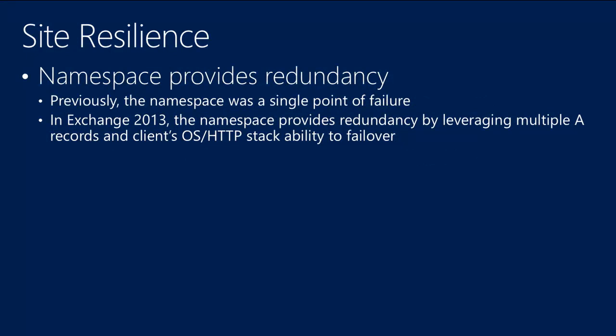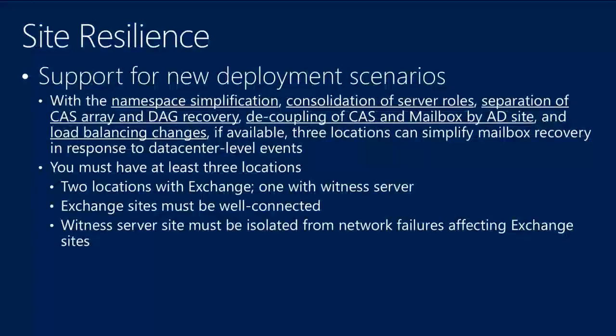And what do we mean by the namespace provides redundancy? Well, previously it was a single point of failure, but now in Exchange 2013, we are exploiting these HTTP clients' ability to get multiple IP addresses, and we've incorporated that into a workflow that gives you this automatic failover, even for data center level events. All right, so what does that mean?